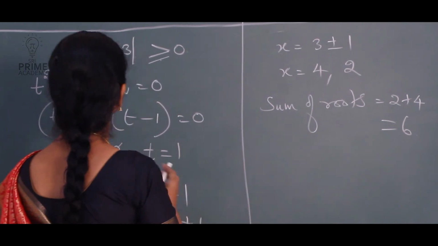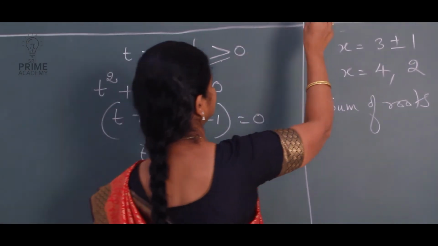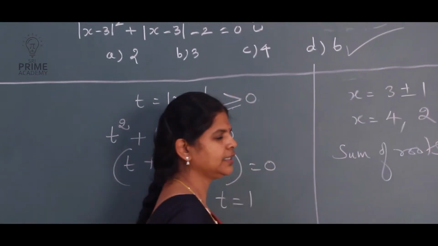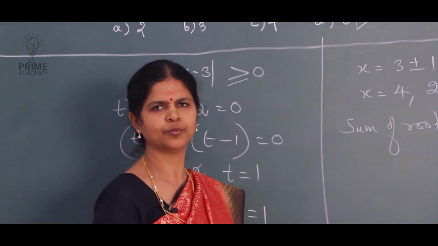So 6 is your answer. The option is D. That's correct. So D is the correct answer. It's a very simple problem.